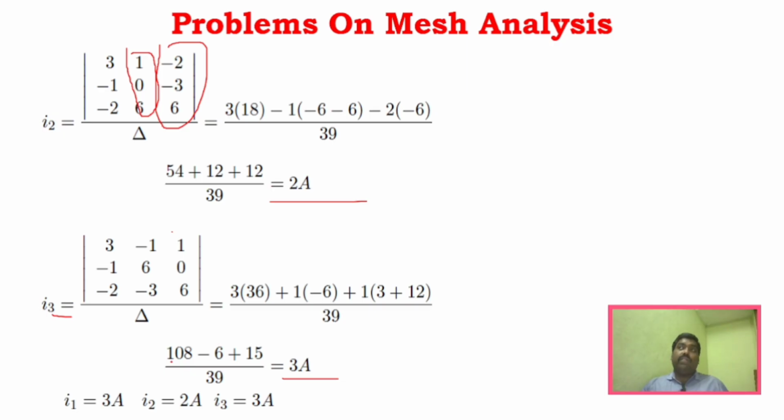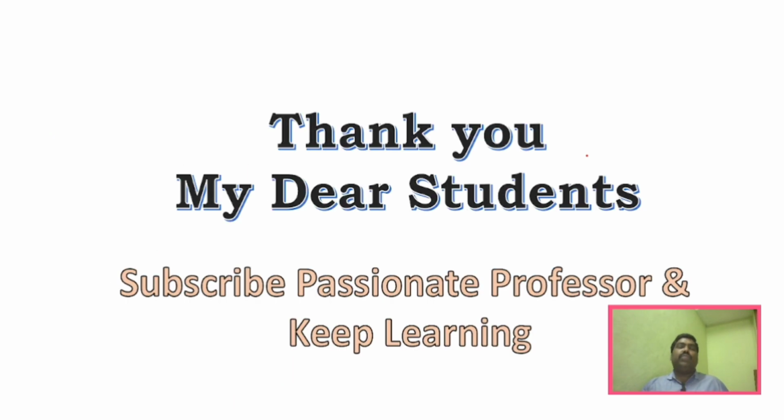So the question asked us to find the currents I1, I2, I3, and we have solved it. But what we have done is we have used Cramer's rule. So according to Cramer's rule, first you have to find del, right? And then you can find the current by replacing the corresponding column, right? So today what we have seen is another problem in mesh analysis where we have used Cramer's rule to solve the problem. I believe this video will be useful for you. Thank you, my dear students.